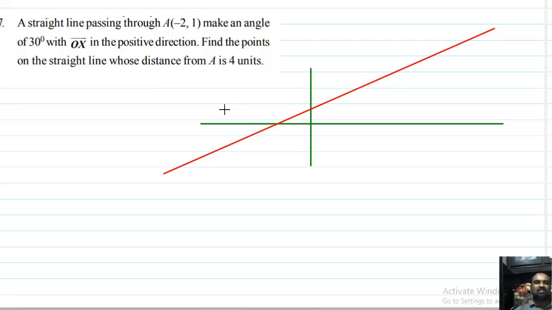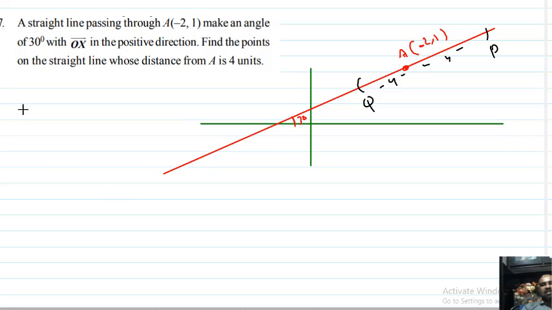So what happened? This angle is 30 degrees. A point on the line is given as A (minus 2, 1). Now we want to find two more points on the same straight line which are on either side of the point A, which are 4 units away. This is 4, this is 4.